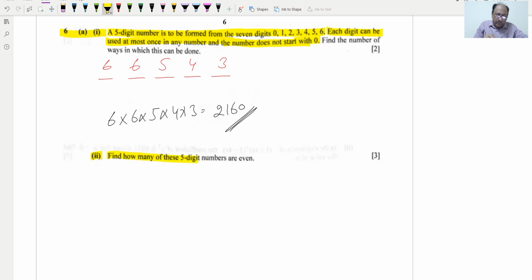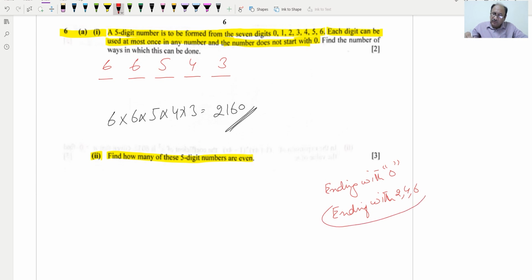Second part, find how many of these 5-digit numbers are even. Now we are looking for even numbers. Now there can be 2 options. One option is ending with 0, or the second option can be ending with other numbers. Other numbers are what? Other numbers are 2, 4 and 6. So these are the 2 options which we will be considering.